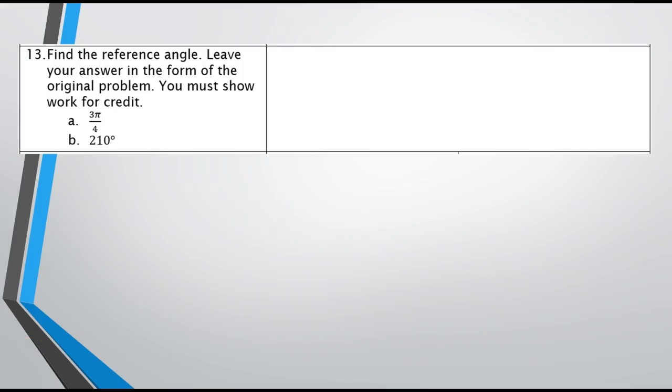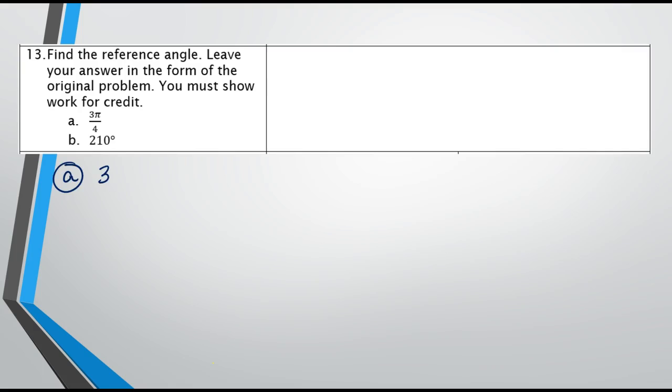We're going to find reference angles for two different angles. One of them is in radians and one of them is in degrees. For the one that's in radians, you have the option of converting it into degrees, figuring out the reference angle, and then converting your answer back to radians. I happen to think that's more work than we need to do. So I'm going to complete the first one in radians and I'll complete the second one in degrees. All right, so let's take a look here at part A.